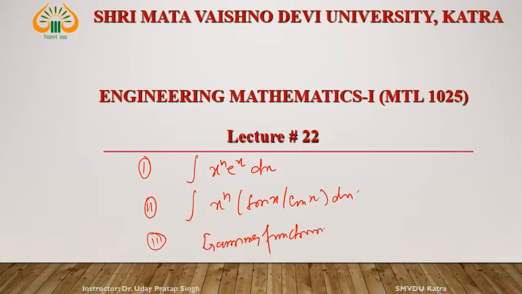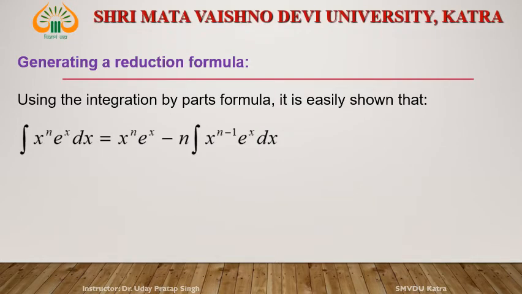Right, now let us see what is the reduction formula for the integral of x to the power n e to the power x dx. Say it is I. The reduction formula of x to the power n e to the power x dx is x to the power n e to the power x minus n into this integral. If we call this integral In, it is the integral of x to the power n e to the power x dx.